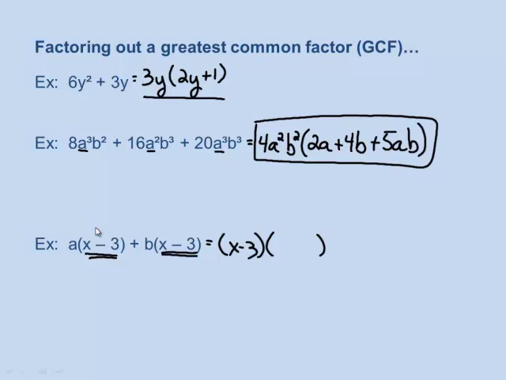In that first term, we took out the x minus 3 group, and we're left with an a. And in that second term, we took out the x minus 3 group, and we're left with a plus b. And that is the factored form of our third example.